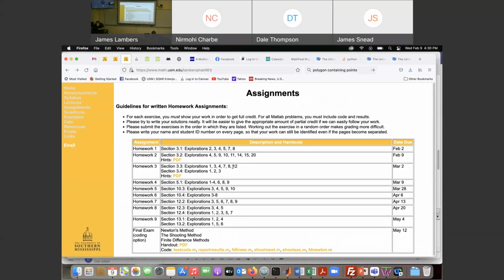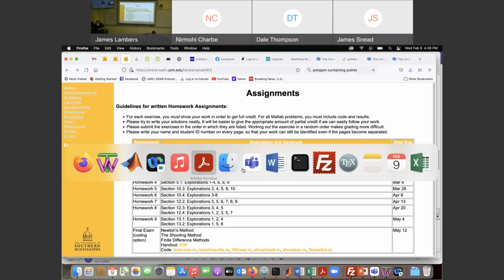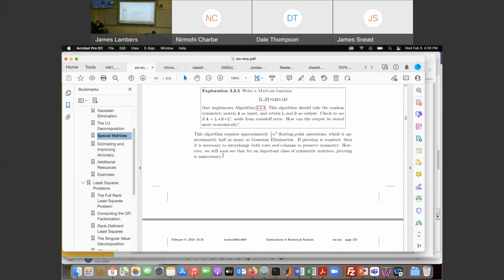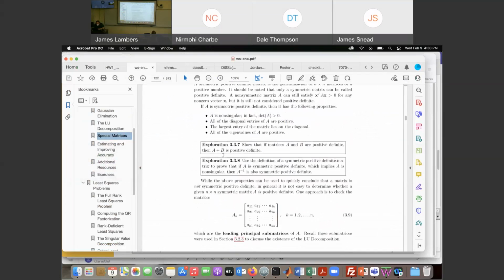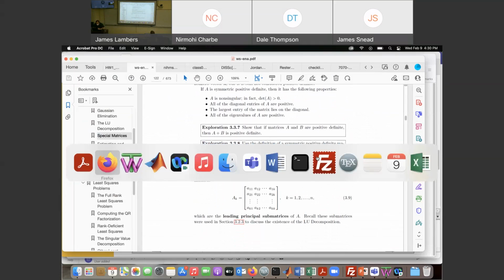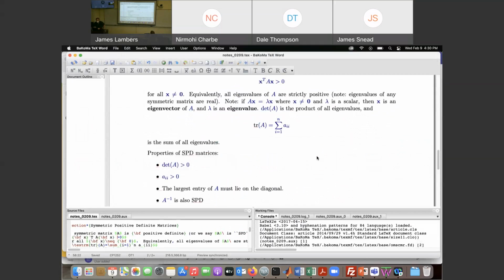Let's see, 1, 3, 4. If I look at what I assigned, yes, it is one of the problems I assigned: to show that if A is SPD, then the inverse is also SPD. And you're relying on this definition to show that.